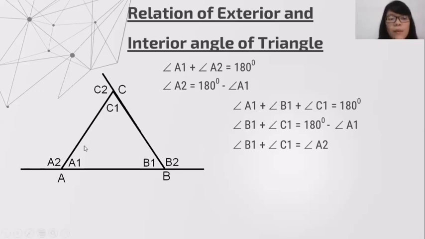Okay, so what if I have A1 plus C1? A1 plus C1, that's correct, equals B2. What if I have A1 plus B1? Yep, that equals C2. Okay, so that's all the relation of exterior and interior angle of a triangle. Okay, we move here.